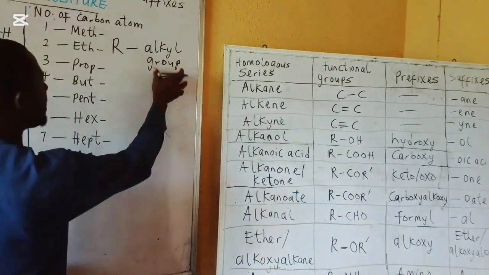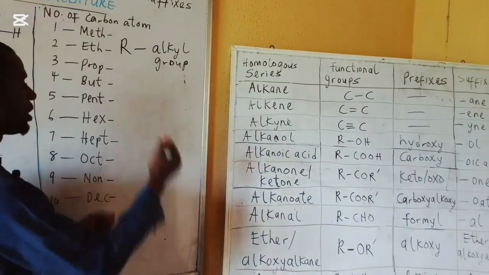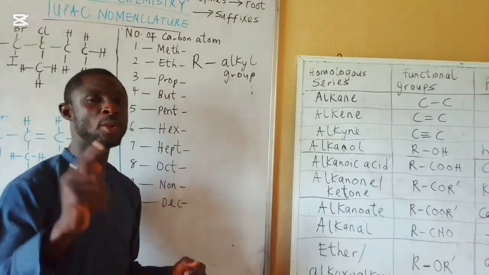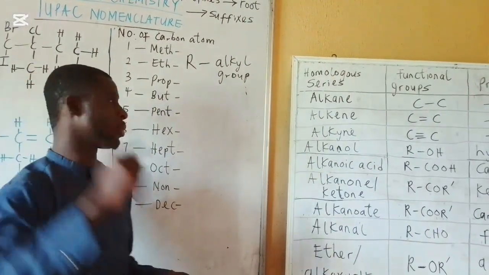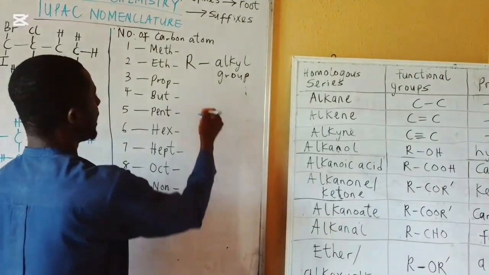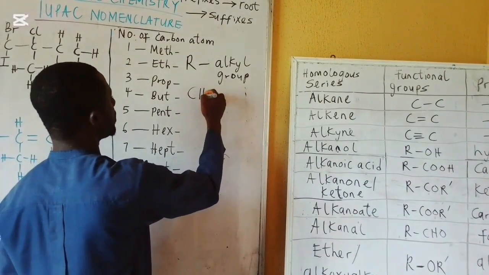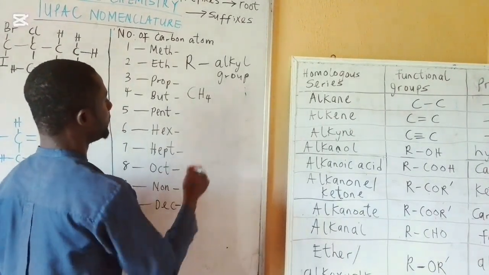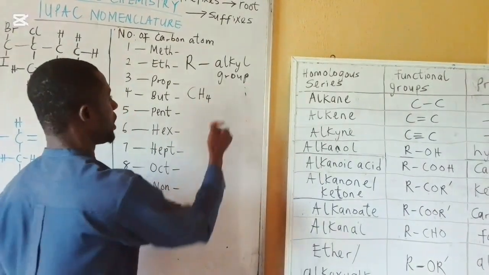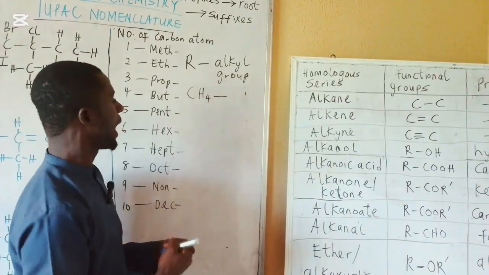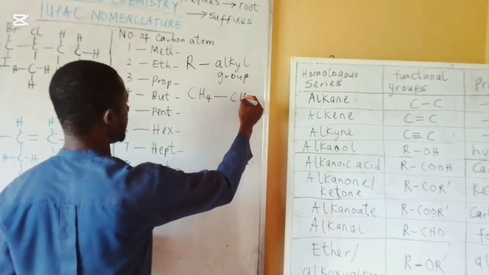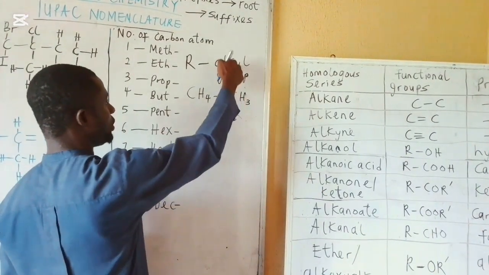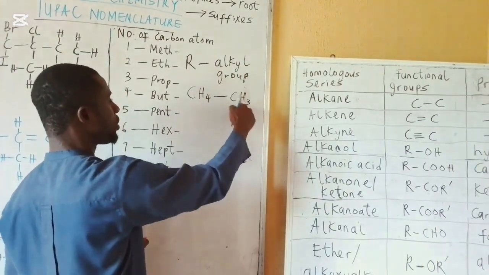Now, how is this group formed? This group is formed when an alkane loses a proton, that means when an alkane loses a hydrogen atom. For instance, let's take an alkane called CH4. This is methane, and this is the molecular formula. If this methane loses one hydrogen, it becomes CH3. So it becomes an alkyl group, and it will be called methyl.